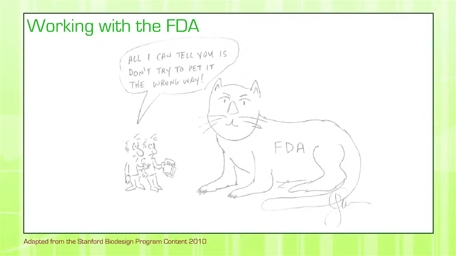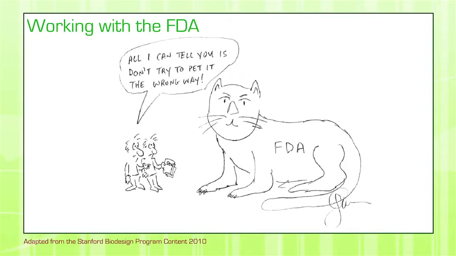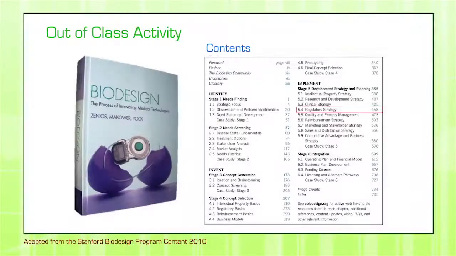Finally, the most important idea from all this regulatory strategy is expressed in this cartoon, right? It says, all I can tell you is don't try to pet this the wrong way, and don't try to pet the FDA the wrong way would be the most important thing to take from this presentation. As such, try to think in simplicity when thinking about R&D and clinical strategies so that your submissions to the FDA are simple too. And with this, we have concluded our regulatory strategy phase.